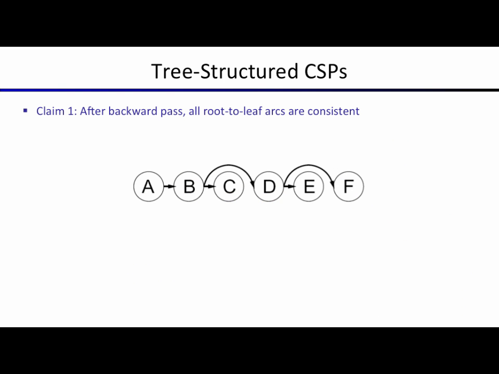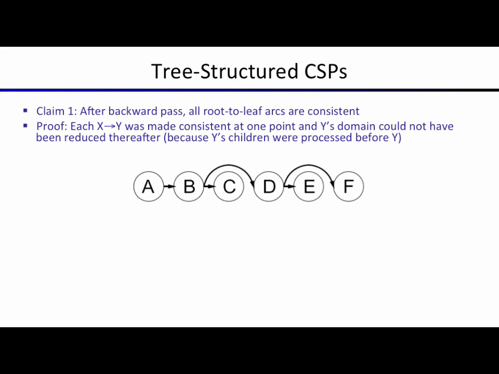The claim is that after the backward pass, all root to leaf arcs are consistent. So that's claim one. That it's somehow enough. Note that we made a bunch of arcs consistent, but we never added arcs back on. And the claim is that that's enough. That if we go from the leaf to the root and we make all arcs consistent, we never have to revisit arcs again. That is the claim. Now, why is that true?